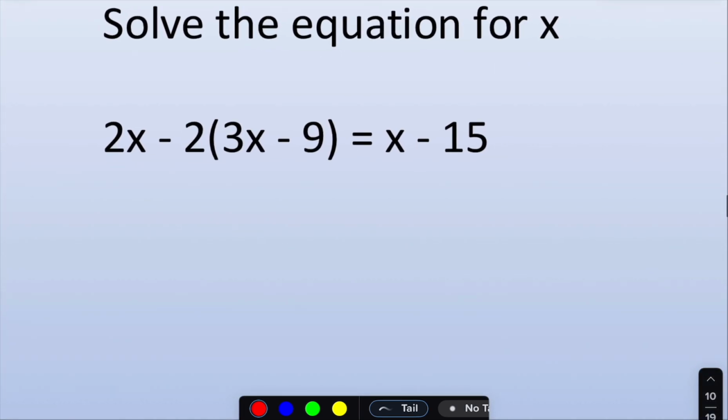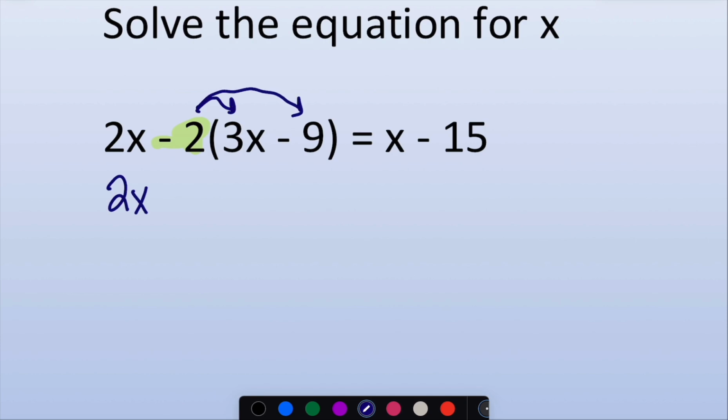Let's do another one that has some similar ideas to it. So we saw a very similar expression. It might have been the same one, but we saw a very similar expression earlier. We're going to attach the -2, and we are going to distribute that or multiply that by both pieces inside. So we're going to get 2x minus 6x plus 18. Make sure you use that -2 for both pieces.